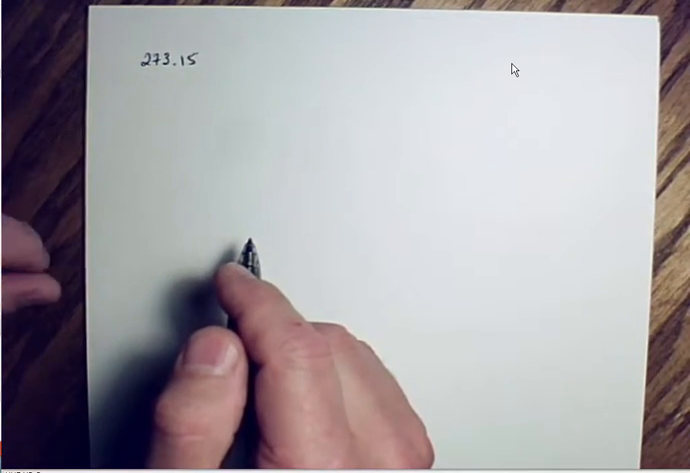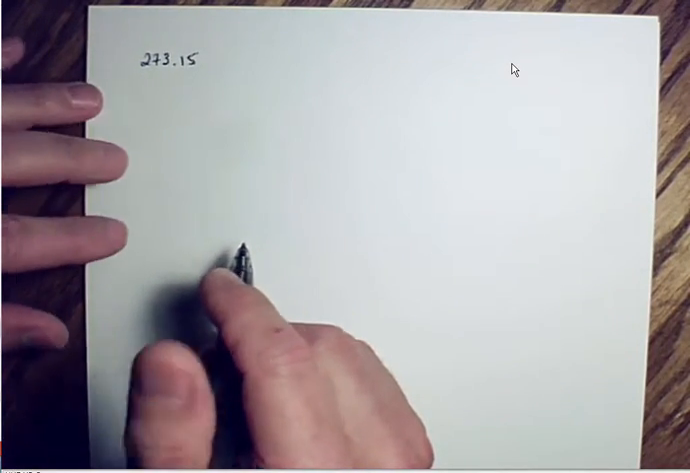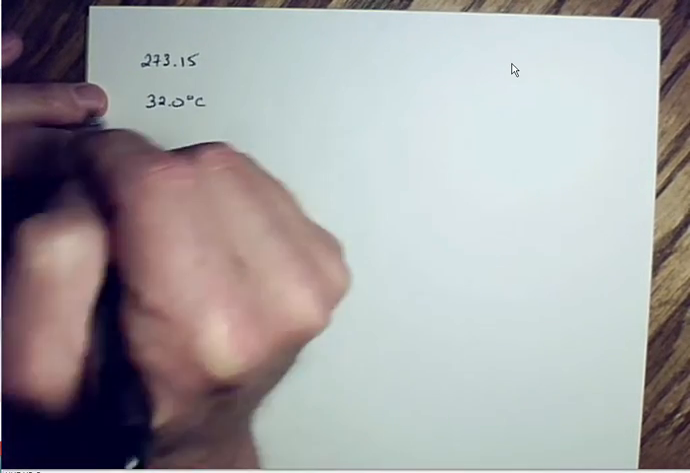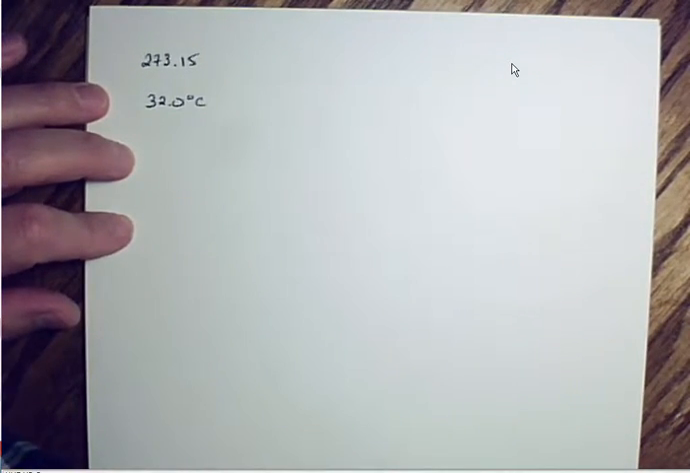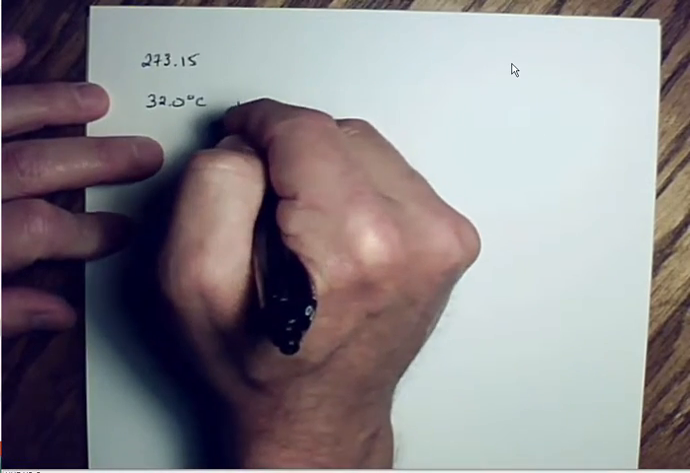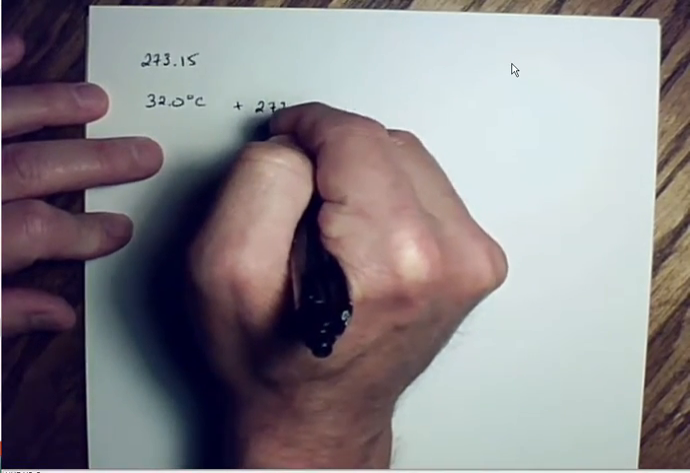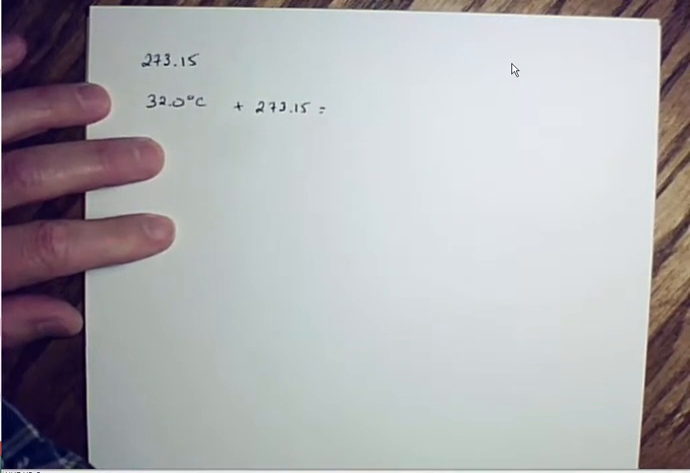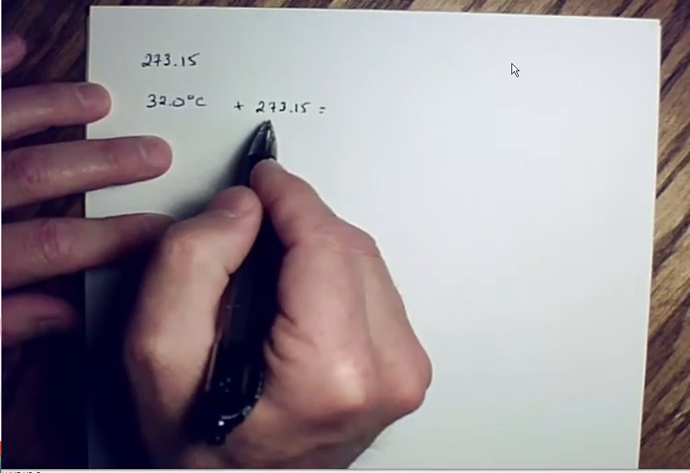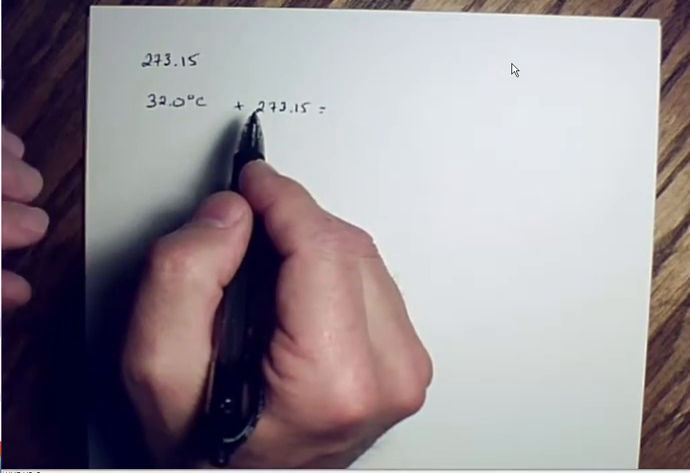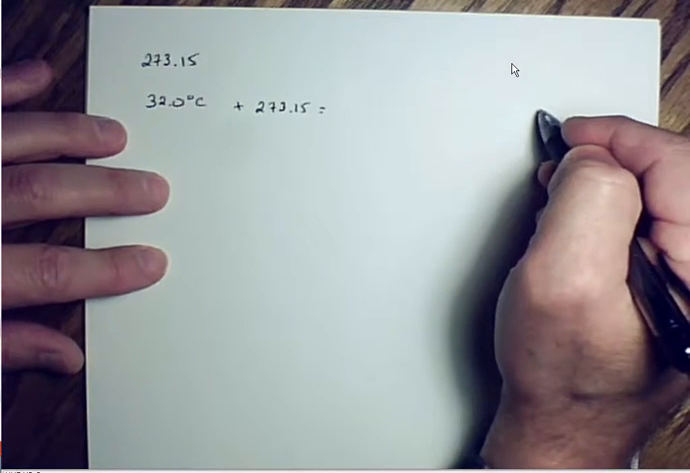And here's how it works. Let's say that I have a temperature in degrees C, like 32.0 degrees C. Okay? That's a hot day. In order to find Kelvin, I'm going to add to that number 273.15 to get the Kelvin temperature. Now, I need to add this vertically to see what to do with the significant digits.